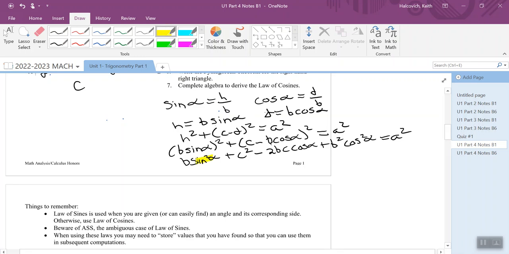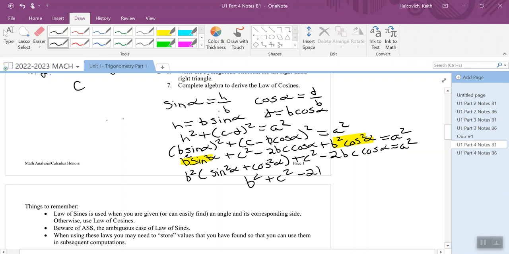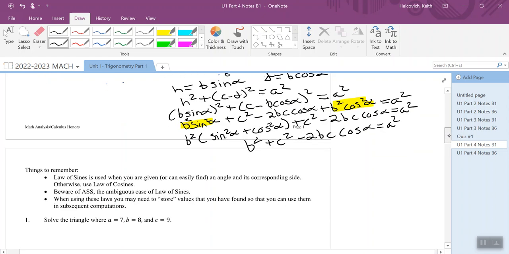Now, we can use an identity because remember we know that sine squared plus cosine squared equals 1, right? And this is actually going to be b squared here. So, we can factor out the b squared, so we know b squared times sine squared alpha plus cosine squared alpha, plus c squared minus 2bc cosine alpha equals a squared. So notice that is 1, so b squared plus c squared minus 2bc cosine alpha equals a squared. And notice that is one of the law of cosines. We could prove the other ones the same way. So that is how you prove or derive the law of cosines.